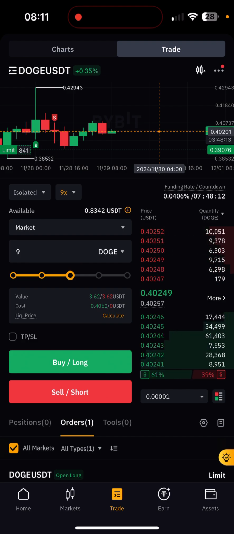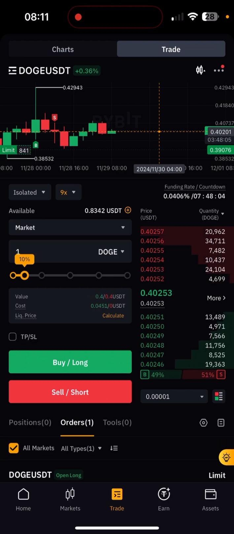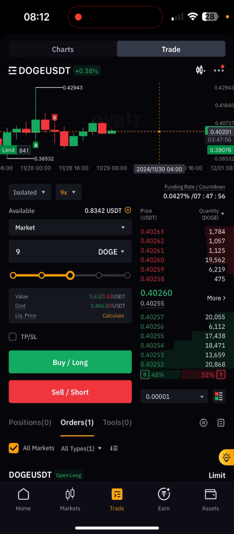And while you do that, you also see that the cost here will be changing. So I had 0.8 USDT in my account, and I increase the quantity to 50%, making it 0.4. If you look below here, we have value, cost, and liquidation price just below the quantity I just moved. Now you see my cost is changing. If I put it at 25%, you see my cost has changed to 0.18. If I increase it to 50%, you see my cost is 0.40, which is half of my available USDT, that is 0.8.